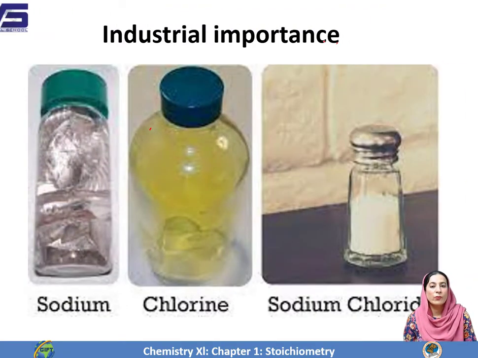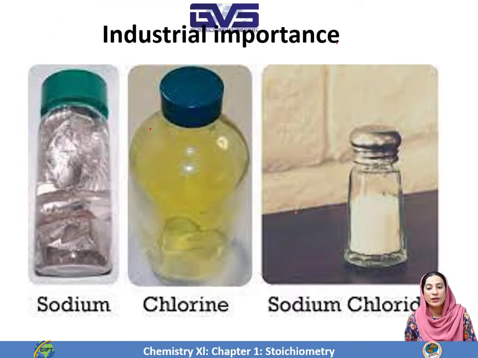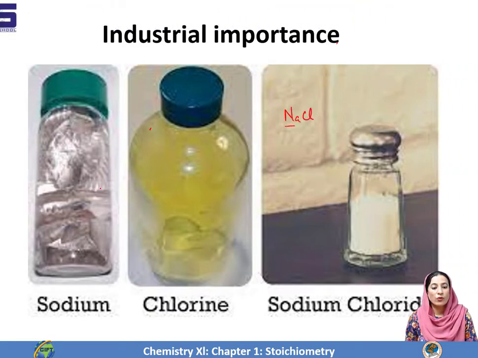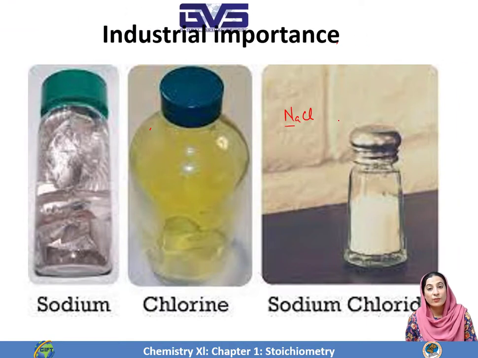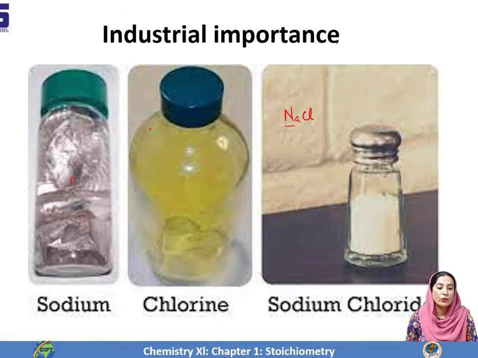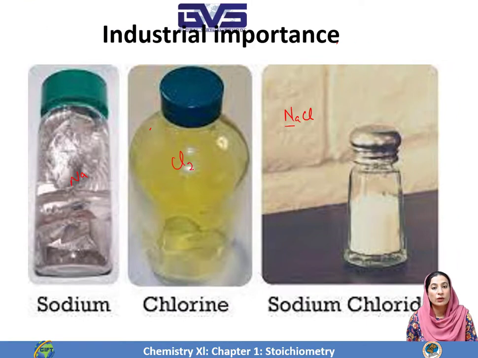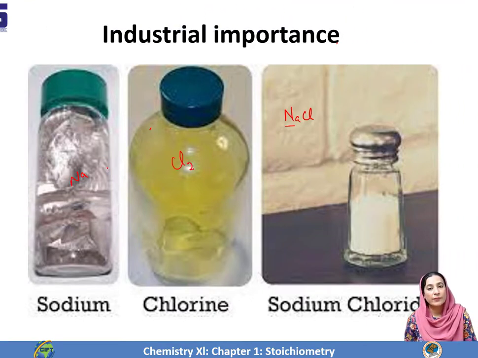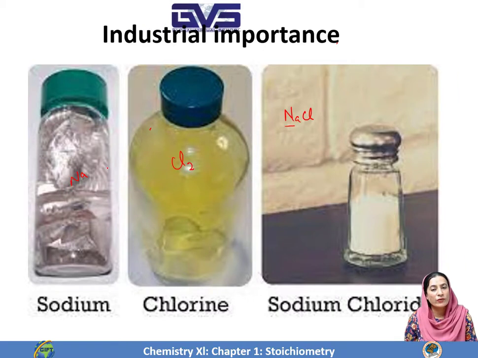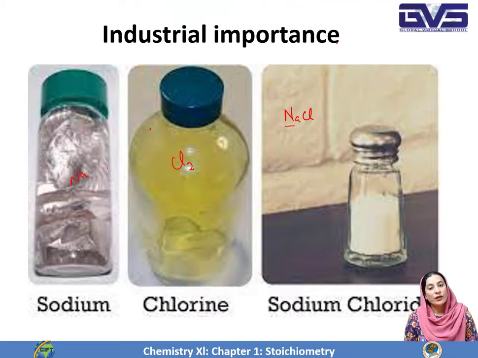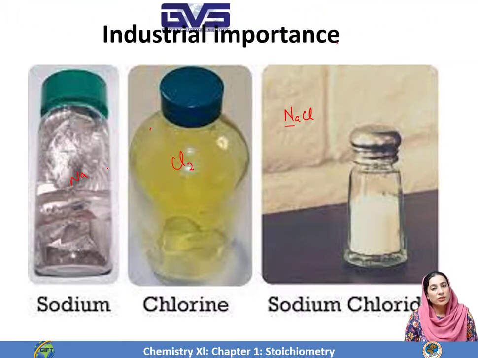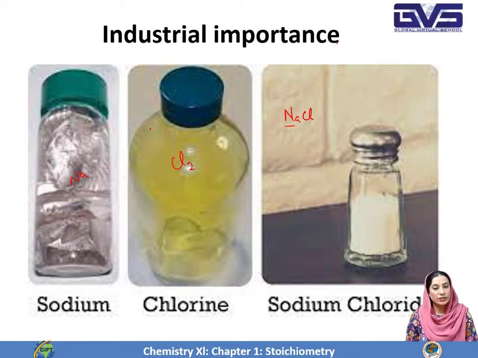For example, if some scientists want to prepare table salt, sodium chloride, which is NaCl, and they know the exact amount of sodium, they must know the exact amount of the sodium metal and the exact amount of chlorine. Then they will mix them and prepare the sodium chloride. But if we don't have knowledge of stoichiometry, then maybe something will be extra, something limited. So this is important in industrial life, in labs, as well as in daily life.